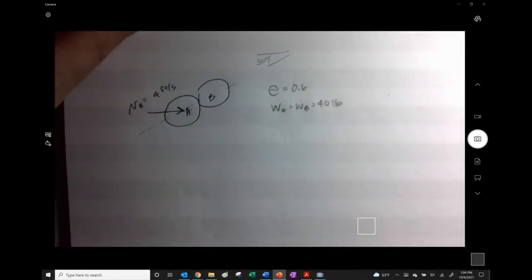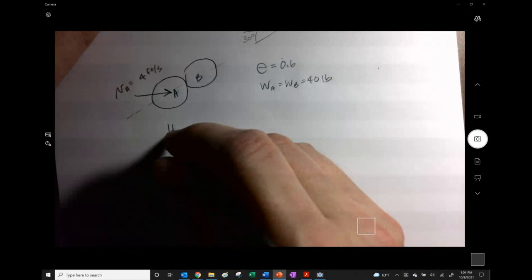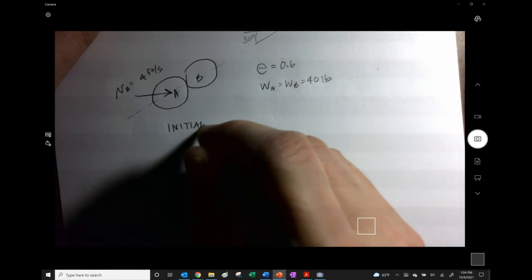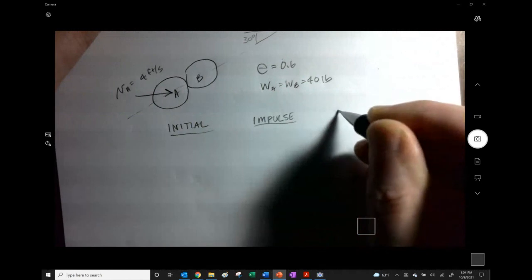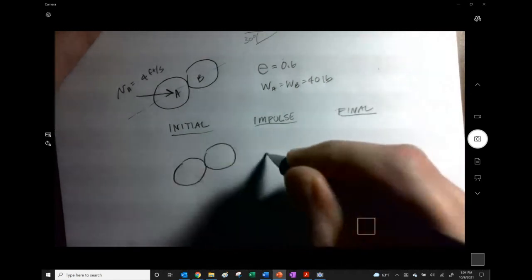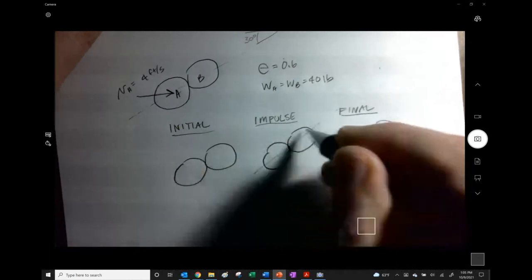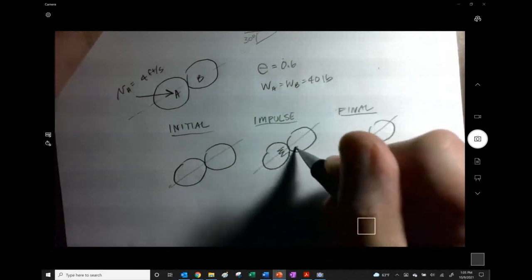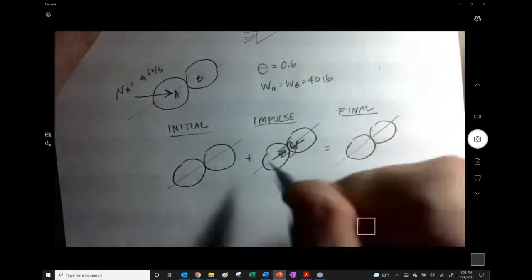Okay. So the first thing to do is an impulse and momentum diagram. Initial, impulse, and then final. Okay, so this one, we already know with many of these problems, they're going to be equal and opposite, so we're totally good with this.